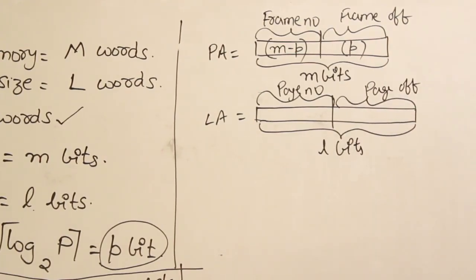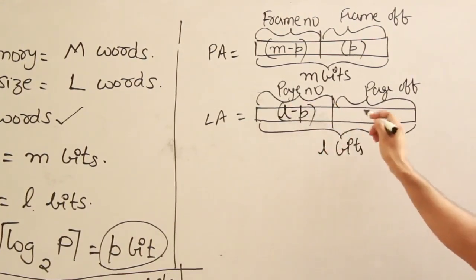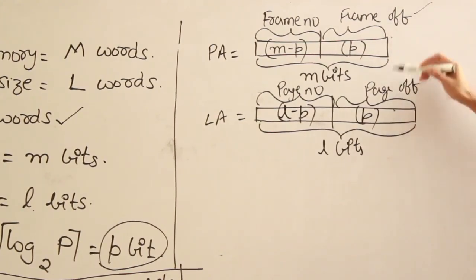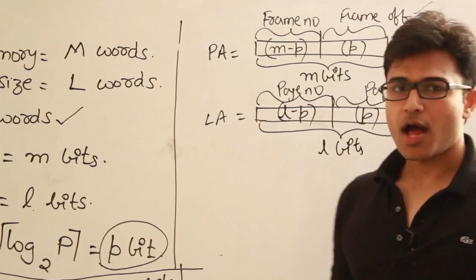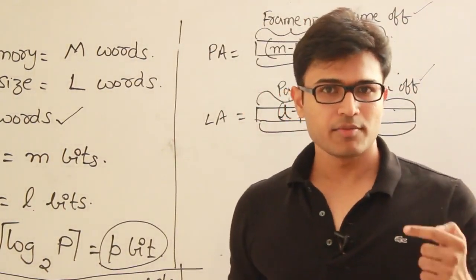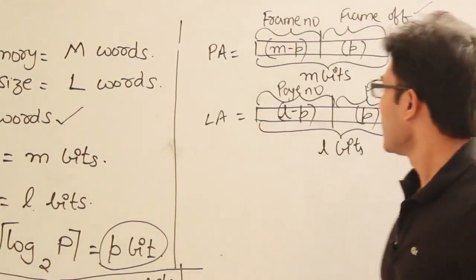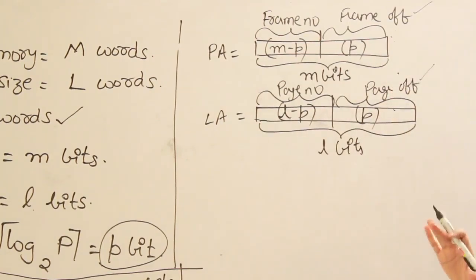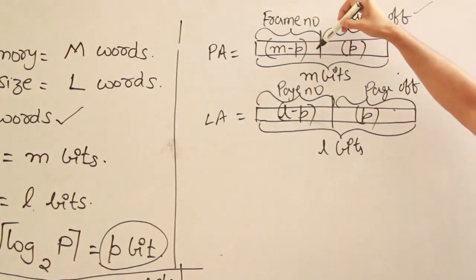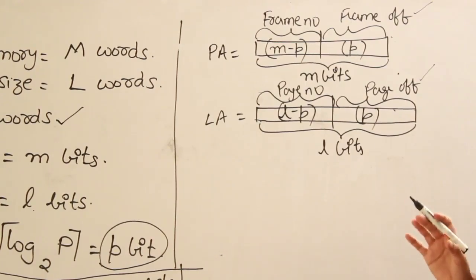And how many bits is the page number? Page number will be L minus P bits, and the offset is going to be P bits. Now if you observe, either frame offset or page offset is always going to be the same. Why? Because either it is a frame or a page, both sizes are the same, right? Therefore the number of bits required to identify a word within a page or frame is equal, isn't it? Therefore these two are going to be equal. Now the entire job of the memory management unit is to take the most significant m minus p bits and convert them into L minus P bits. This is the entire part, right?